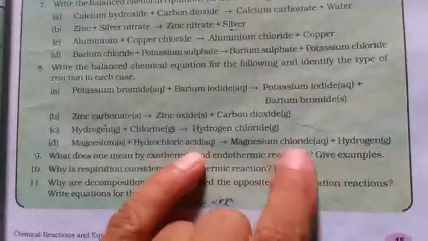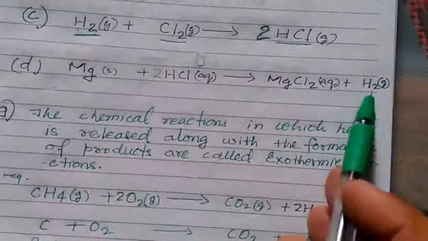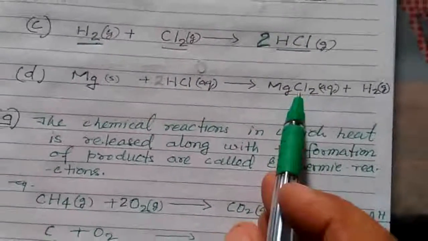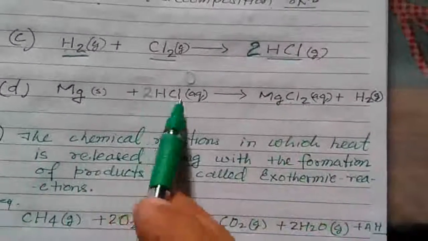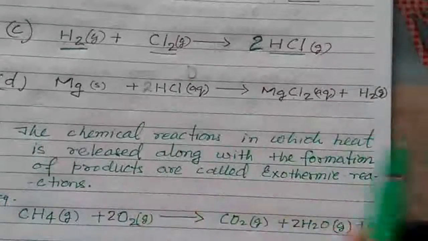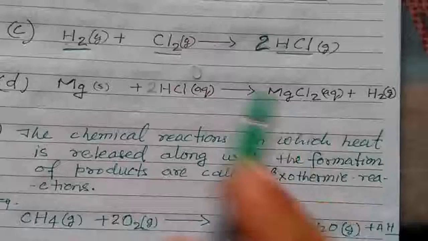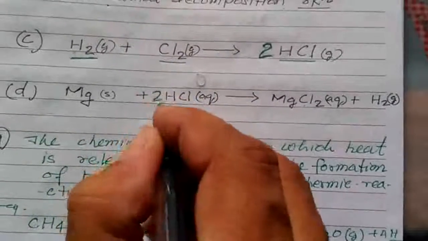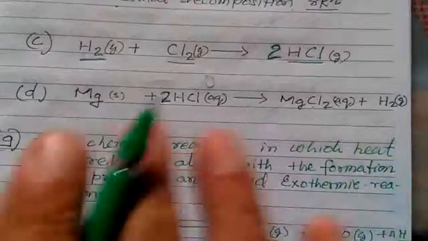Magnesium is added to hydrochloric acid. Magnesium chloride is formed along with the evolution of hydrogen. Magnesium plus HCl gives magnesium chloride plus H2. Again, chlorine has 1 valency and magnesium has 2, so we write MgCl2. HCl has 1. To balance it, chlorine is 1 here, 2 there, so just write 2 here. Then hydrogen becomes 2 and 2, so it is balanced. Then come to question number 9.